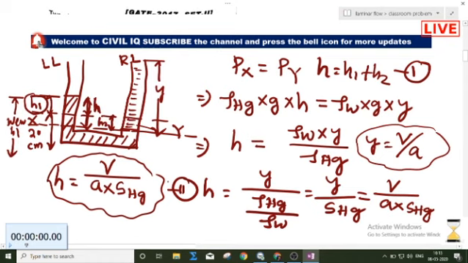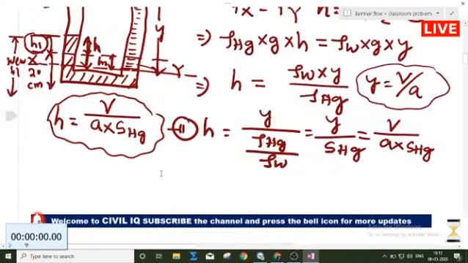So now I have to use the volumetric balance equation. What is this volumetric balance equation? Whatever volume of the fluid has fallen in the right limb, the same amount will be gained in the left limb, because the fluid is incompressible in nature. So the volume fall will be equal to the volume gain.